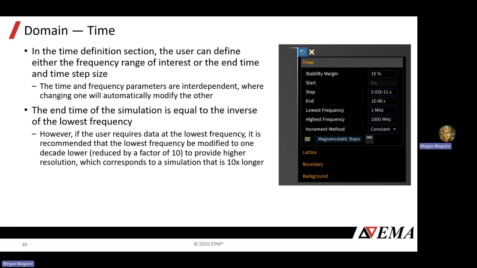So for the time section of the domain, you can either define your frequency range of interest, or you can define the time parameters, so your time step and end time. They're interdependent, so changing one will change the other for frequency versus time.